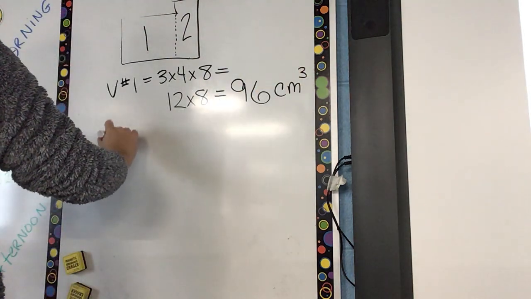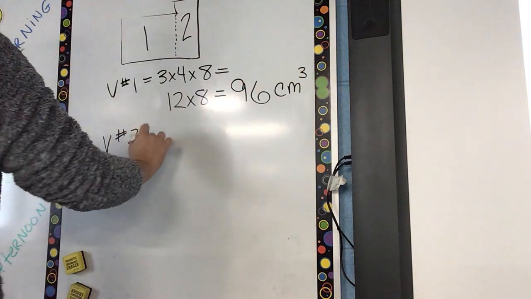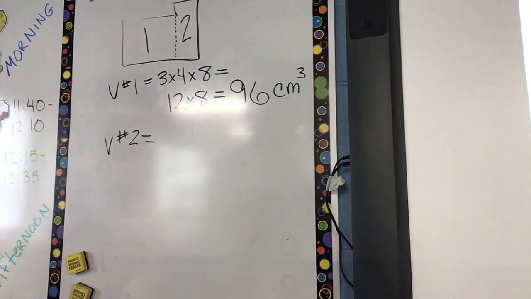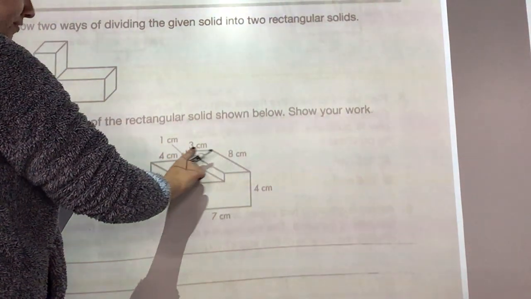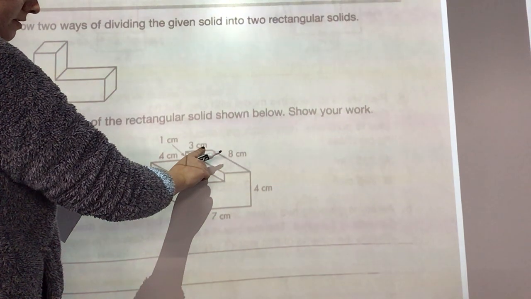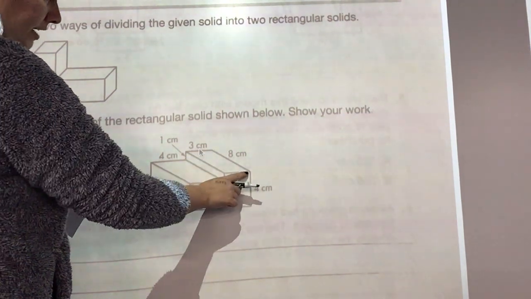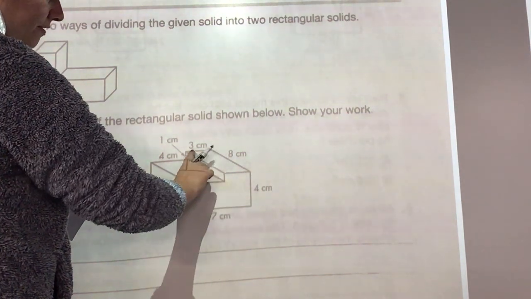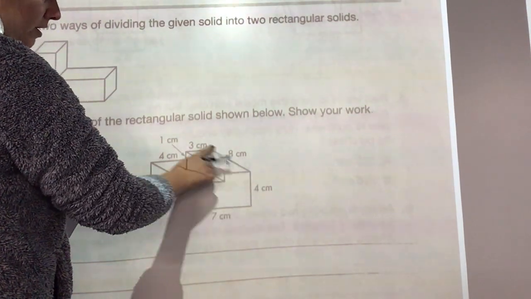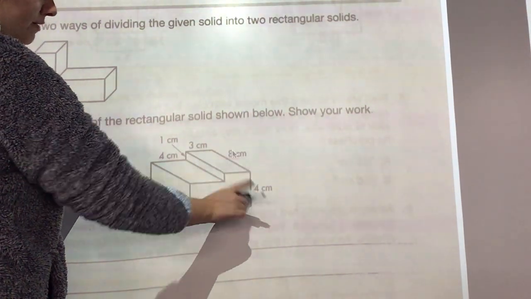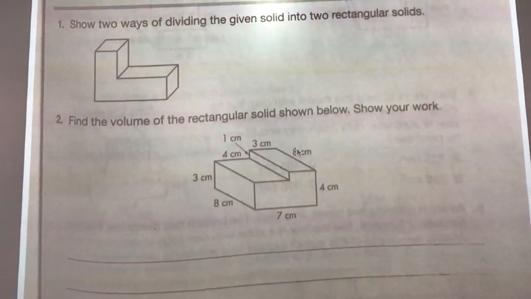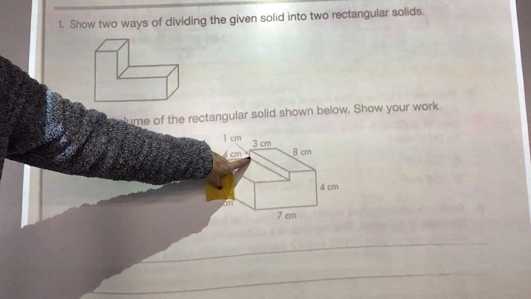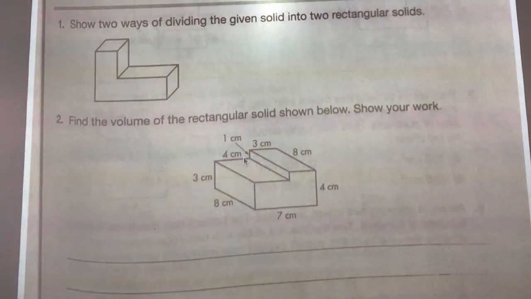All right, volume number 2. I am working with width of 3, height of 4, length of 3, height of 4, width of 8. So 3 times 8 times 4. Did we use the 1 at all? No. So there's going to be times you don't use all the dimensions.